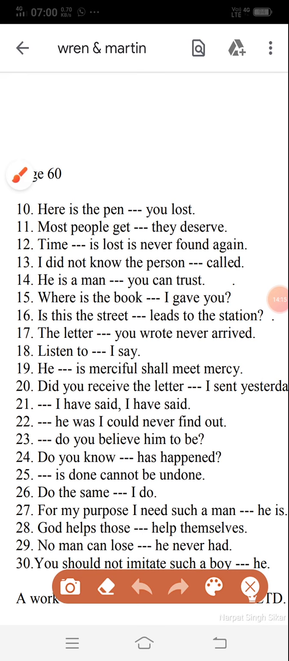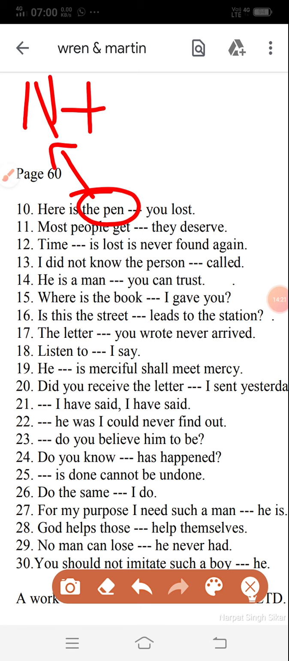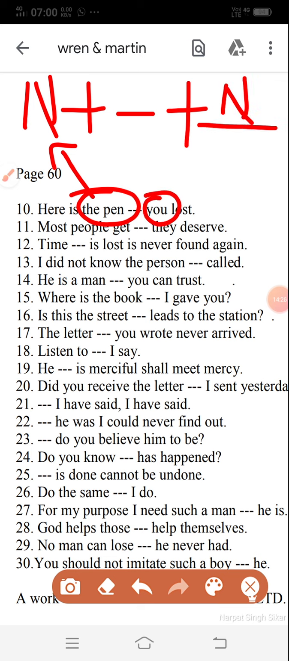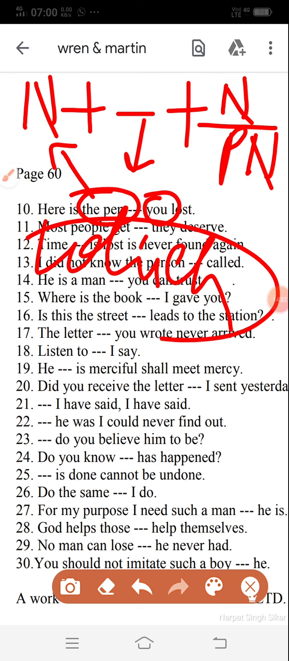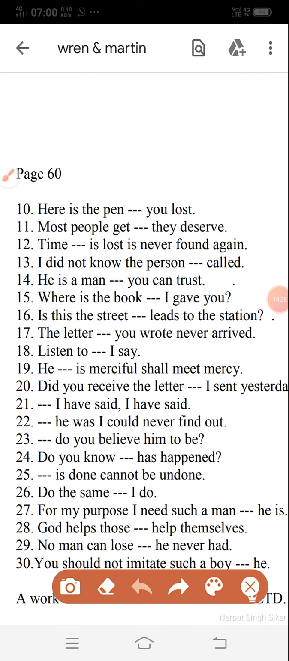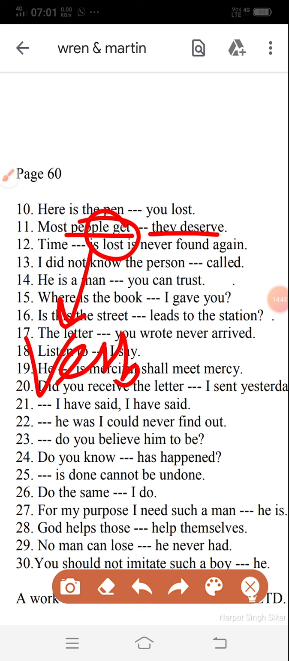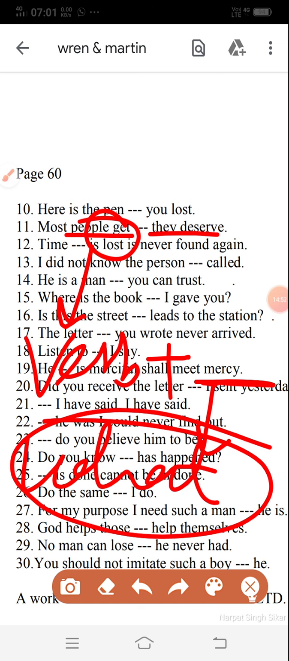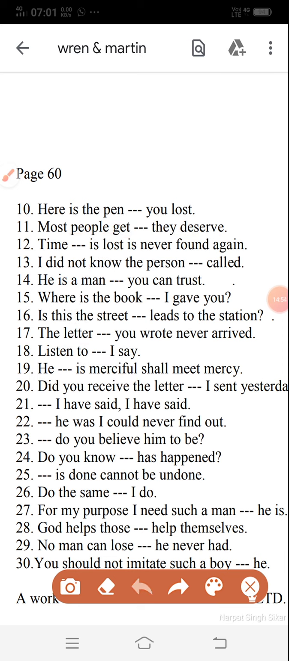Here is the pen you lost. Pen, noun, but this is not human being, this is a thing, plus blank plus noun or pronoun. So what do we have to write here? Which. This has also been discussed. Next point. Most people get blank they deserve. Get is a verb. If there is a blank after verb, in that condition what do we have to write? What. Verb plus what.